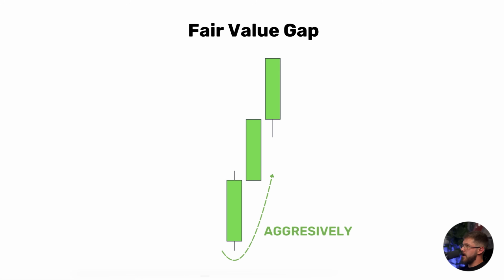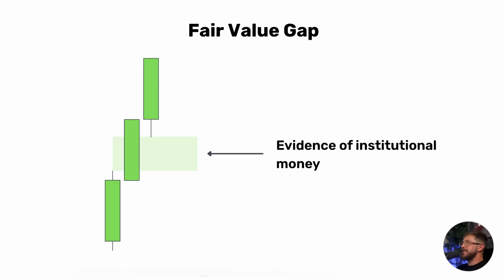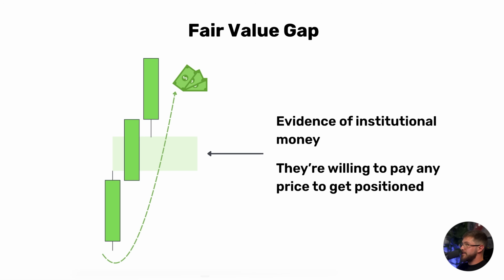Now, simply put, a fair value gap is a 3-candle pattern where there is empty space between the first candle and the third candle. This is created by an expansive middle candle. But I want you to think about what this means on a market psychology level, because when you see a fair value gap, you're seeing evidence that institutional money, the big players with serious capital, are so convinced about the direction they want the market to go that they're willing to pay any price in order to get a position. And that is why fair value gaps are the ultimate amplifier for any pattern you see.